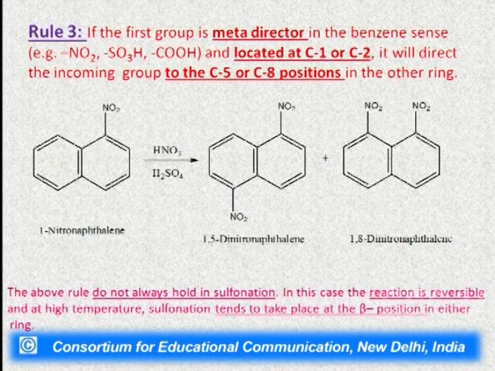For example, in case of naphthalene, if we first do chlorination, then the incoming group, that is the chloro group, will come at the alpha position. And since this chloro group is an ortho-para-directing group, if we further do nitration on this chloronaphthalene, the incoming group will come at the ortho position or at the para position, and we will get ortho or para-nitro-chloronaphthalene.